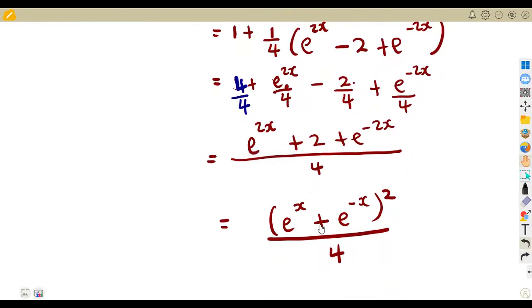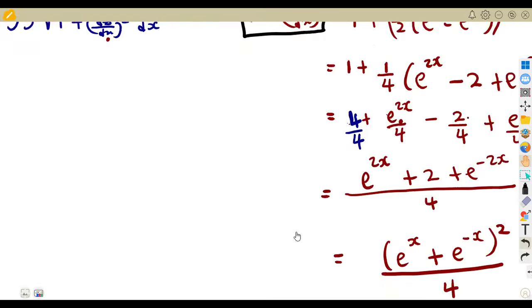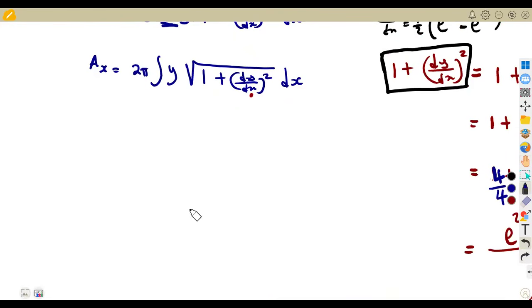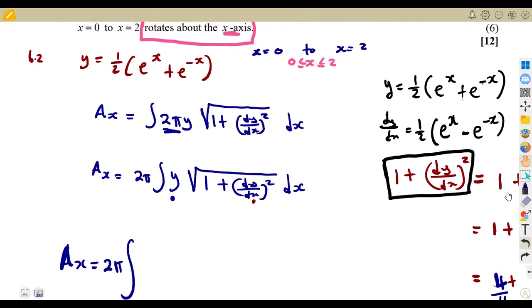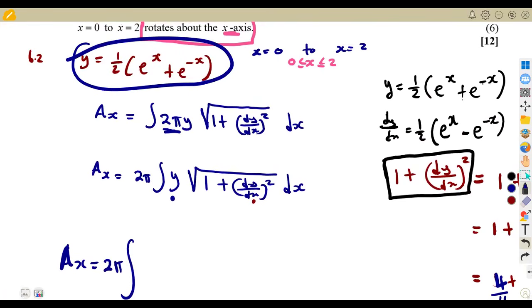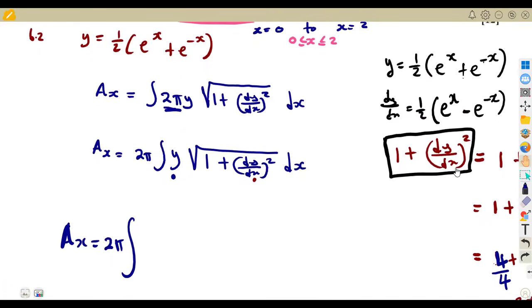So we're going to take this bracket as it is. So that will be our area with respect to x is equal to 2 pi, the integral of also y here. Let's start with this y. What is y representing? Y represents the y that we had from the original equation, this one. This is our y here. Remember, y is equal to this. So you substitute that y as it is.